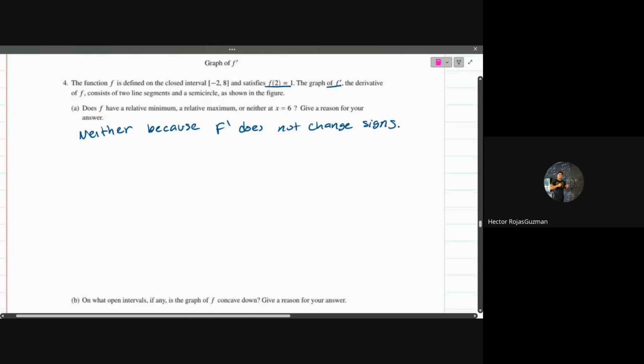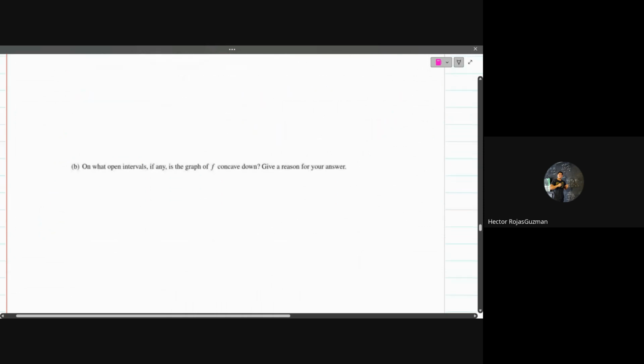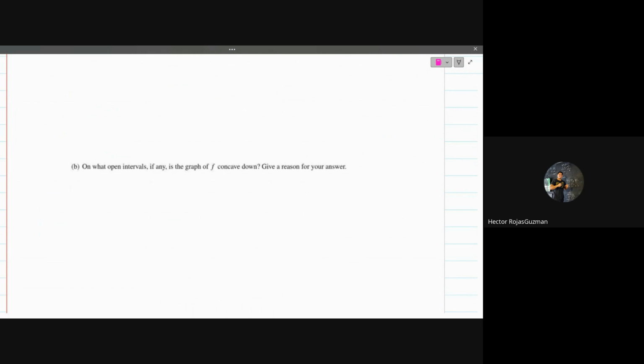Question B. On what open intervals, if any, is the graph of f concave down? Concavity is talking about the second derivative. If you have the graph of f, you can just look for the shape of concavity, but we don't. We have f prime. So here's a note to you guys.